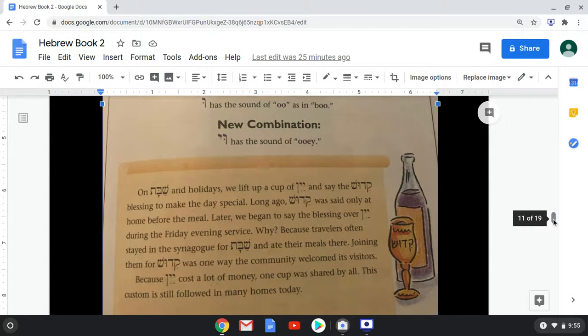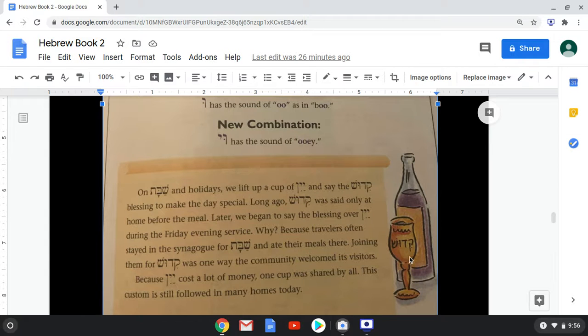Okay, so we go down here and we read our little story. On Shabbat and holidays, we lift up a cup of yayin and say the kiddush blessing to make the day special. Long ago, kiddush was said only at home before the meal. Later, we began to say the blessing over yayin during the Friday evening service. Why? Because travelers often stayed in the synagogue for Shabbat and ate their meals there. Joining them for Kiddush was one way the community welcomed its visitors. Because yayin cost a lot of money, one cup was shared by all. This custom is still followed in many homes today.